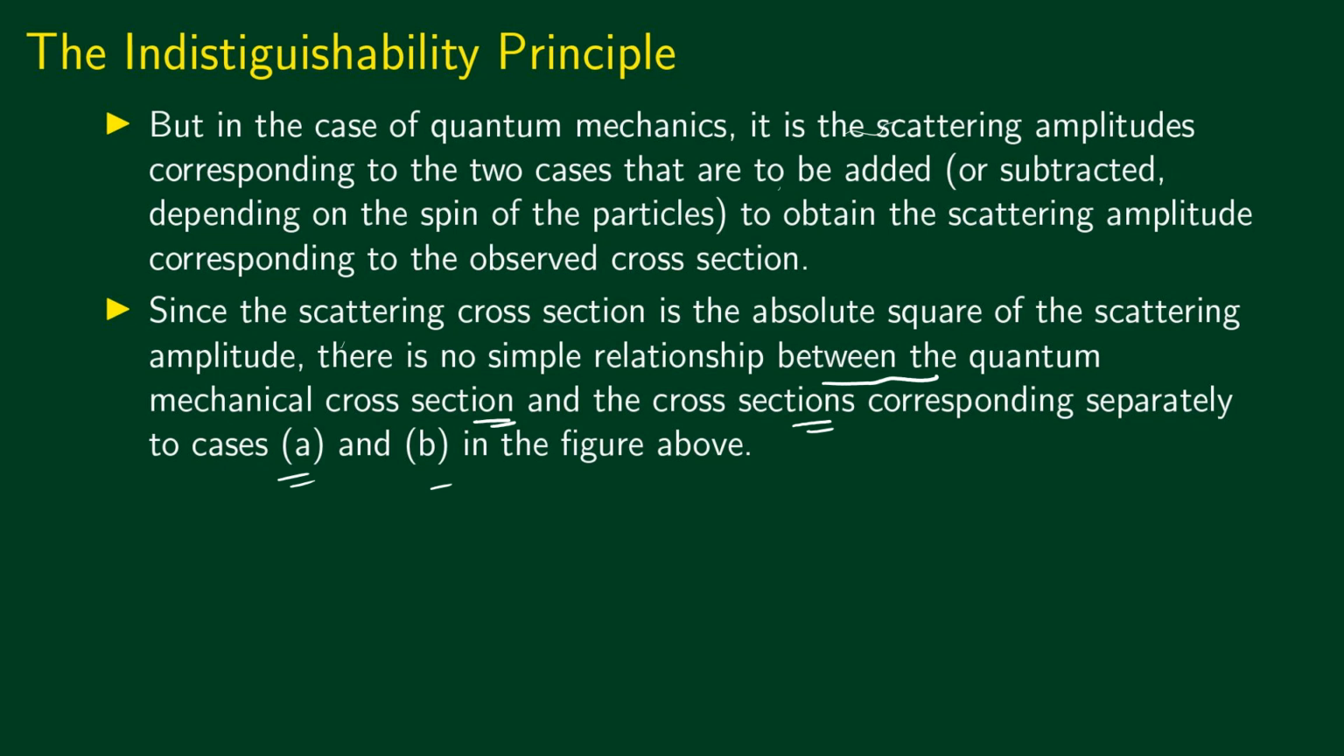As I said before, in certain cases, these amplitudes can add up to 0, which never happens if we are adding probabilities. That's why we mentioned earlier that indistinguishability of particles has a deeper significance in quantum mechanics than in classical mechanics. In quantum mechanics, this indistinguishability is really fundamental.